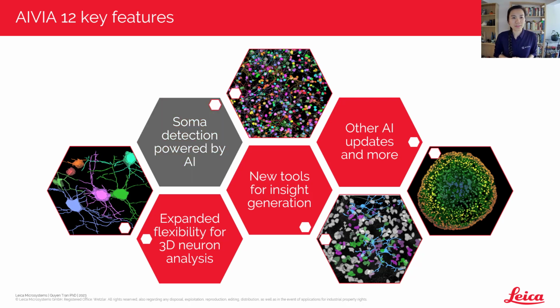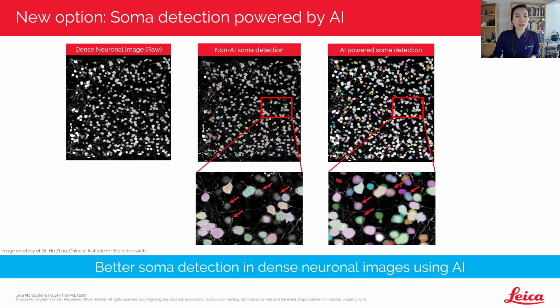Let's delve into the Soma detection powered by AI. This is a new option in our 3D neuron analysis recipe designed to help you better detect somas in dense neuron images. You can see here a quick snapshot of the soma detected using our non-AI versus our AI-powered methodology. With AI, we were able to detect additional somas in this dense network, as indicated by the red arrows in the zoomed-in portion of the image you see here.